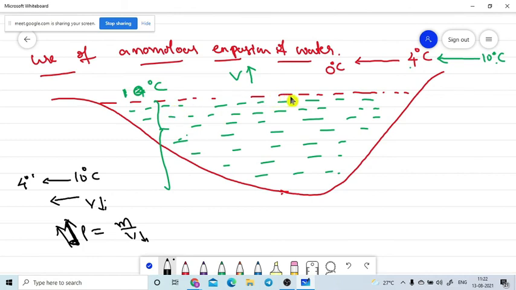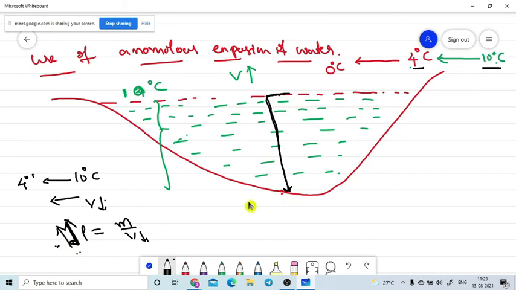So the top layer of the liquid is going to the bottom surface of the river. Is it correct or not? Yes, sir. Use your brain, I am repeating once again. While we are coming from 10 degrees Celsius to 4 degrees Celsius, the top surface of the liquid which is cooling is going to the bottom surface because it has more density.